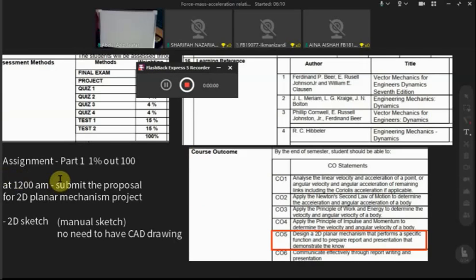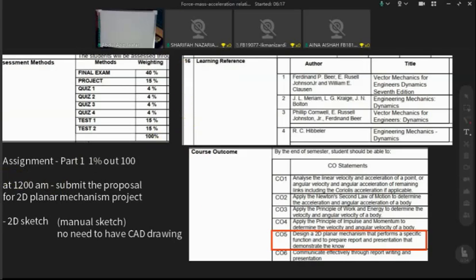We have 4 books here that you can use for this course. And then we have this course outcome. So this book can be used to help you to solve problems in quizzes as well and in tests. So the course outcomes 1, 2, 3, and 4, right?